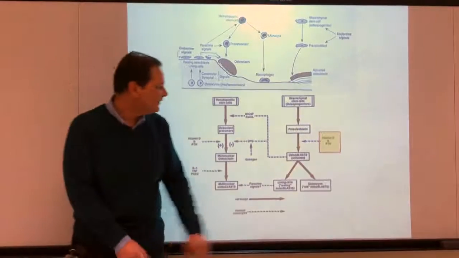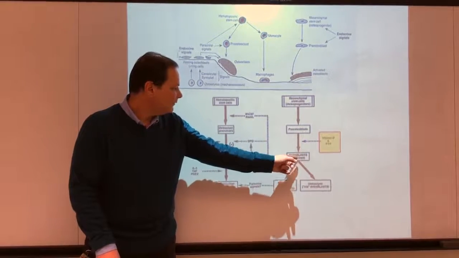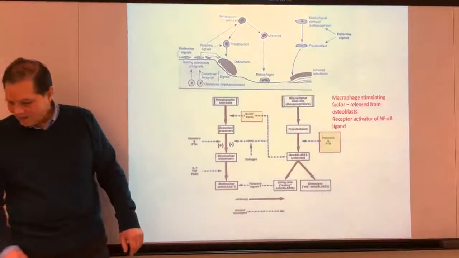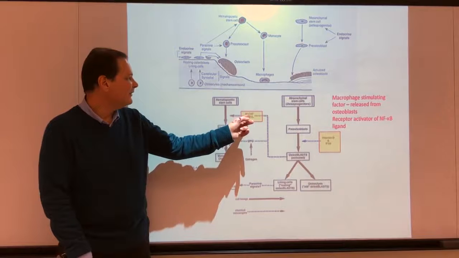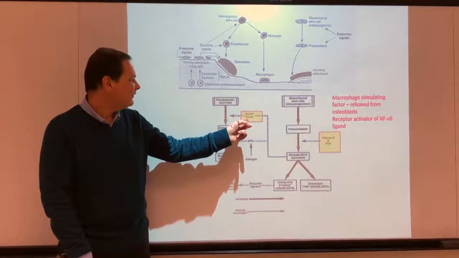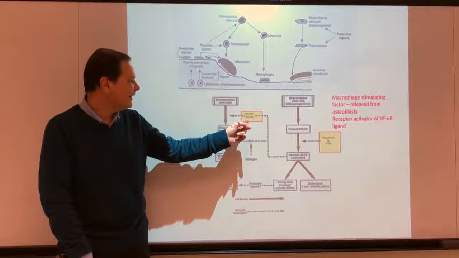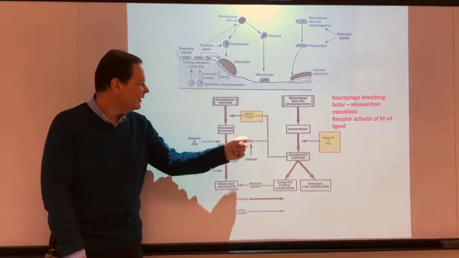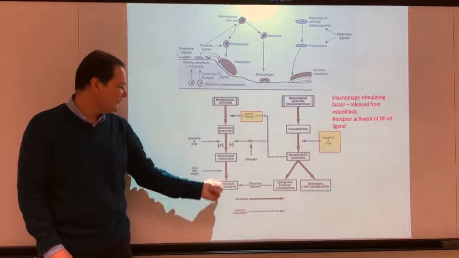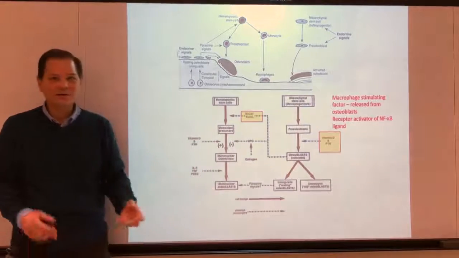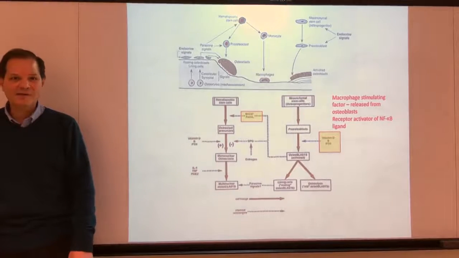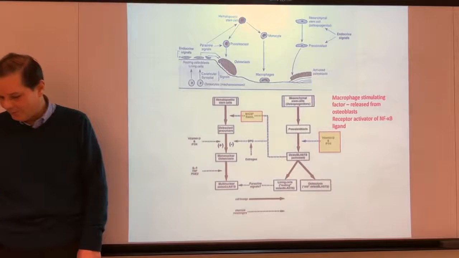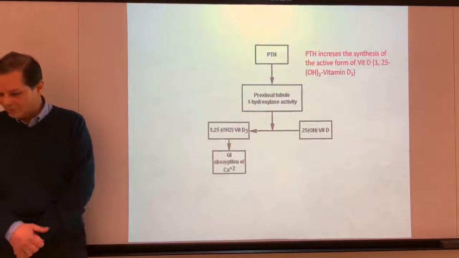PTH and indirectly vitamin D cause increased production of osteoblasts, but that, through the auspices of macrophage stimulating factor and receptor activator of NF-kappa B ligand, so RANK-L, henceforth known as RANK-L. These two things act to increase the production and activity of osteoclasts. On balance, high PTH causes the osteoclast to be more active, and you get a net breakdown of bone. That's reviewed from the last lesson.